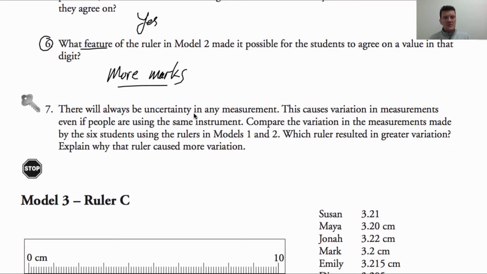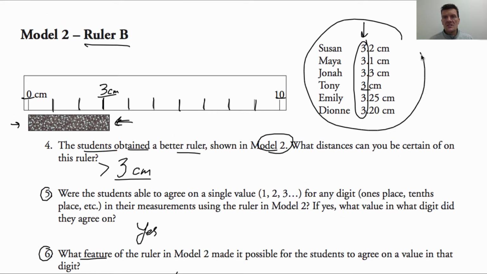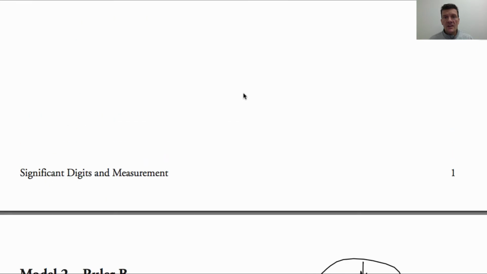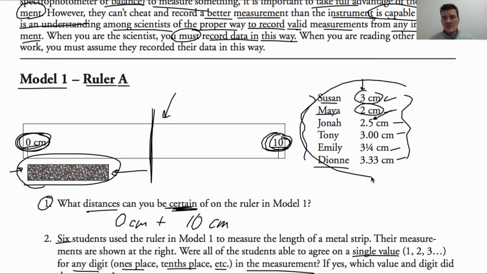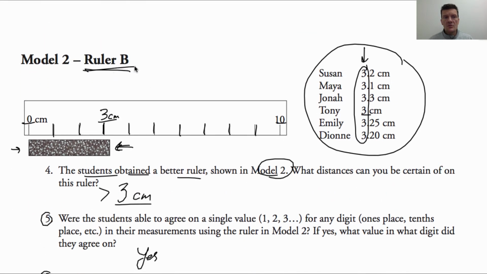There will always be uncertainty in a measurement. Let me repeat that. There will always be uncertainty in any measurement. This causes variation in measurements even if people are using the same instrument. As we saw up here, all of these students used exactly the same instrument, but they came up with different values. Not quite as varied as up here in ruler A, but still it didn't matter. Even though ruler B is more precise, had more markings, there still was some variation.